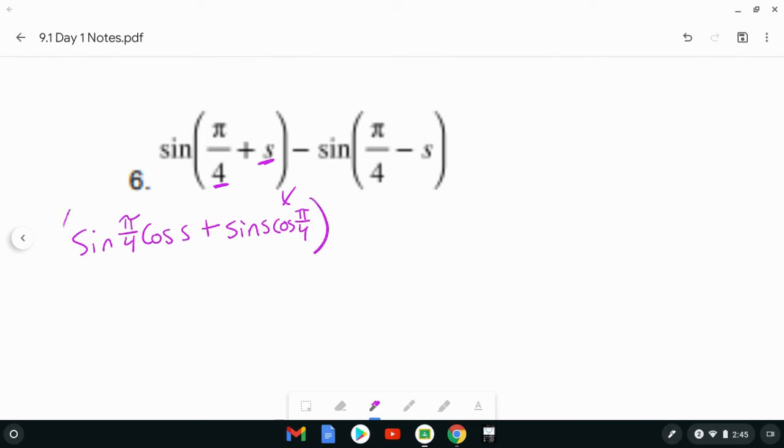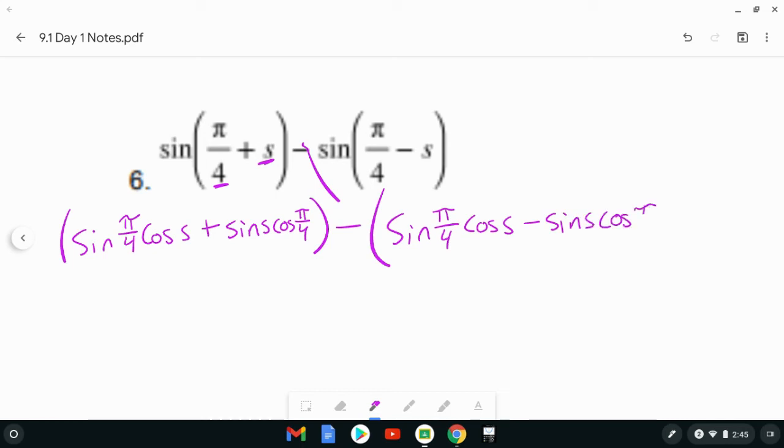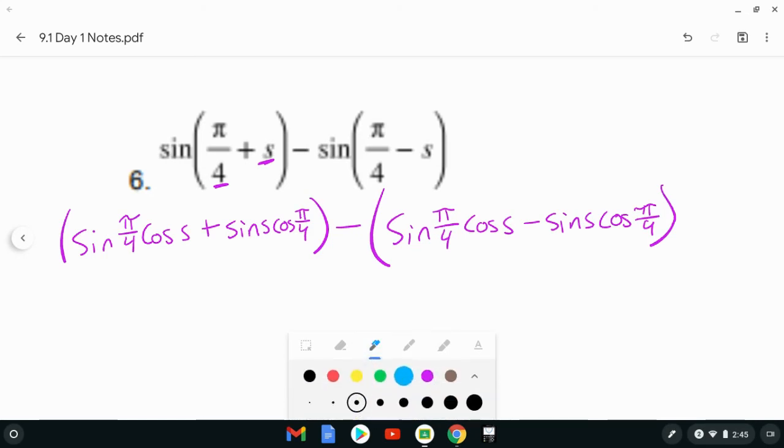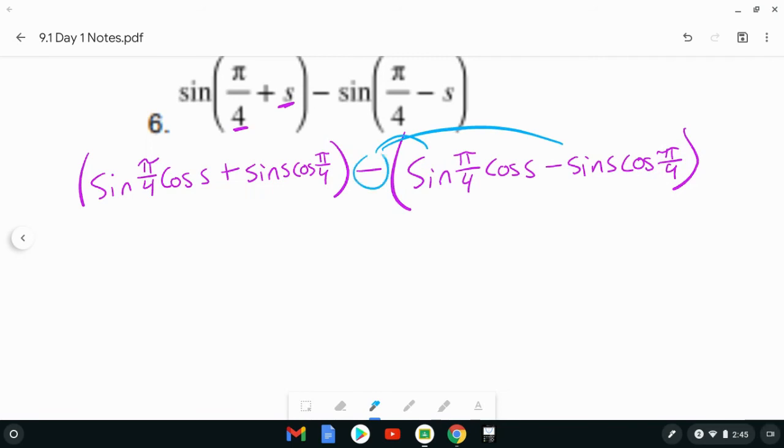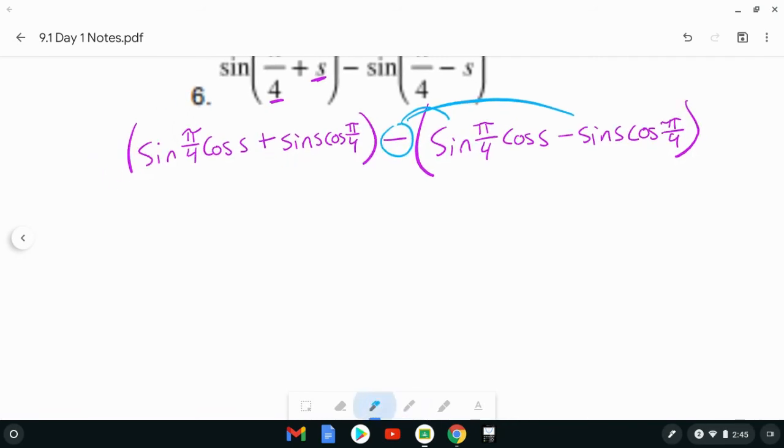We'll put that in parentheses. And then minus, and then we'll split this right side, sine of pi over 4 cosine of s minus sine of s cosine of pi over 4. And now we just got to do a little distribution. Distribute that negative to both parts of the second parentheses.